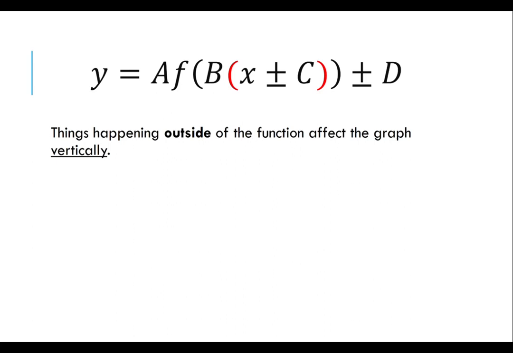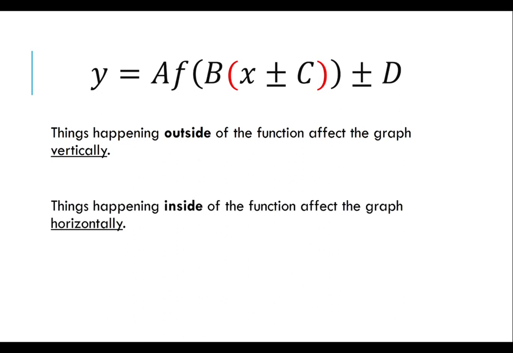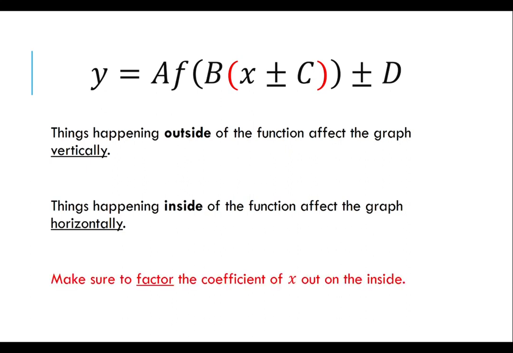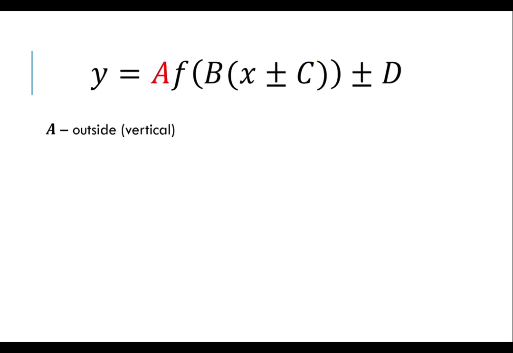Well, the deal is that anything outside of the function is going to affect the graph vertically. And so notice that I have this f of all the stuff on the inside. So the outside stuff is the a and the d. Then when we consider stuff inside the function, that is the b and the c, that's going to affect the graph horizontally. Now to get it in this form, you must factor the coefficient of x out on the inside. So if there's some sort of number multiplying x, that has to be factored out from both things in this binomial.